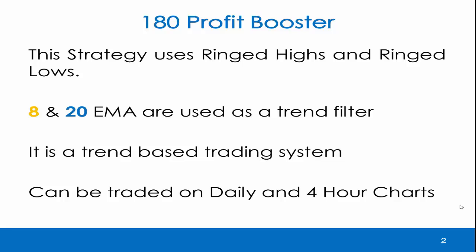Now, we're going to be using an 8 and 20 moving average, same as before, and there's more information on moving averages in the moving average module. Same thing, if you haven't learned about moving averages yet, go and take a look at that module, or if you need to refresh your memory, just go through it again. But the 8 and 20 moving average are being used as a trend filter, and the ringed highs and ringed lows are going to be used as buy and sell signals in the direction of the trend. So it's a trend-based trading system, and it can be traded on daily or 4-hour charts.